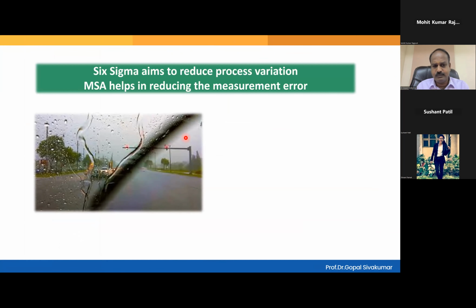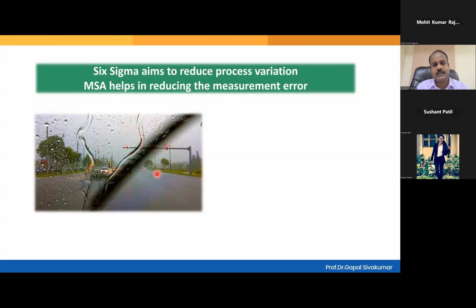See here, by measurement system analysis, we are trying to ensure our data is clean and credible. See the windshield. One side of the windshield is not at all showing the road, but the other side is clearly showing the road even in rainy conditions, because the wiper is working here, isn't it? This is your calibration, and it is done very frequently because it's raining heavily.